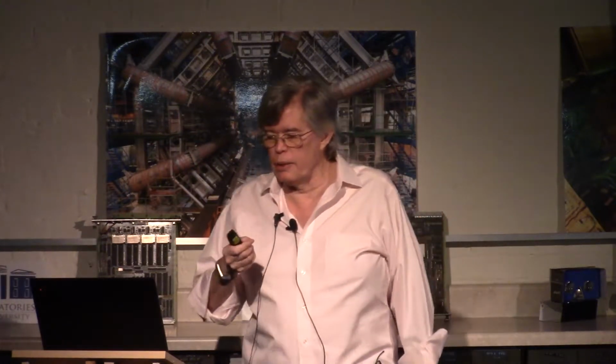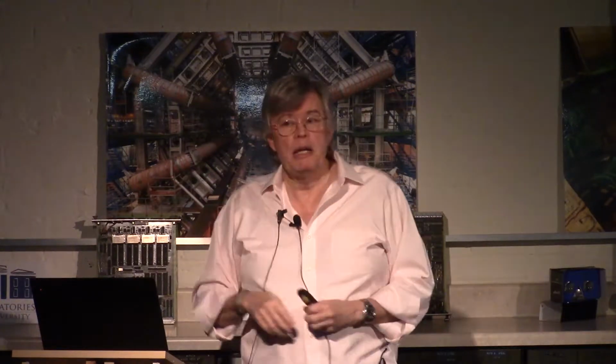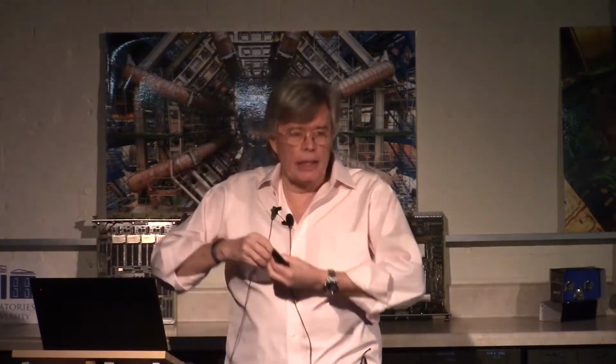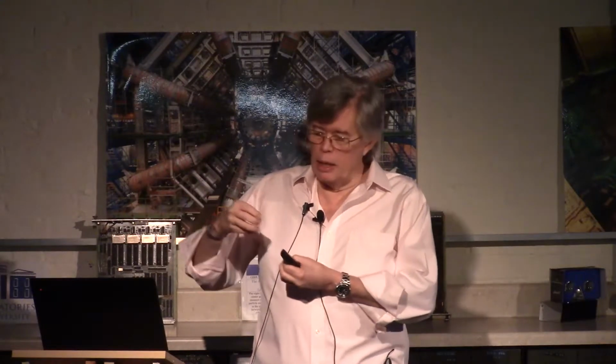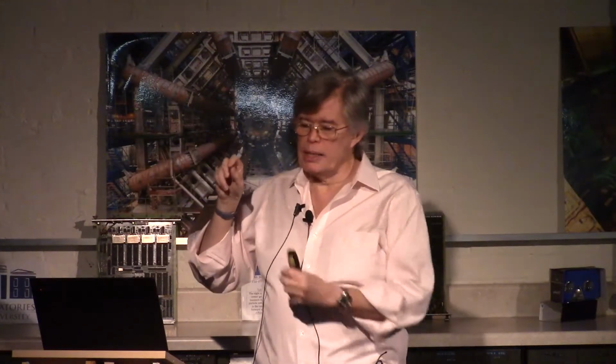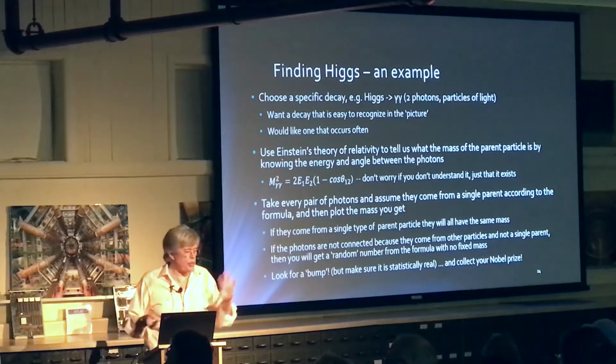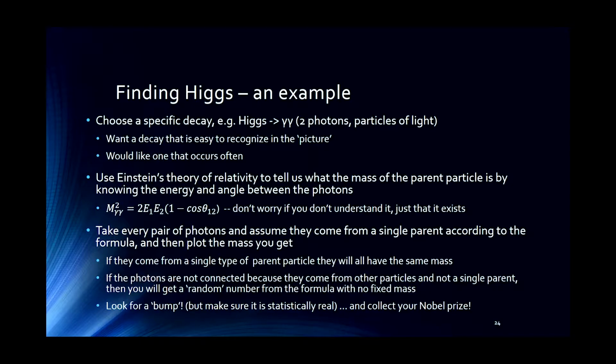So what we do then is use Einstein's theory of relativity to tell us the mass of the parent particle, the Higgs boson, which is what we're looking for, based on the energies and the directions in which the decay particles, in this case the two photons, went. In other words, if you know everything about the two photons that appear over there, you can use Einstein's equation to tell you what the mass of the parent particle is. Okay? I wrote the equation there. It doesn't matter if you're not familiar with it.